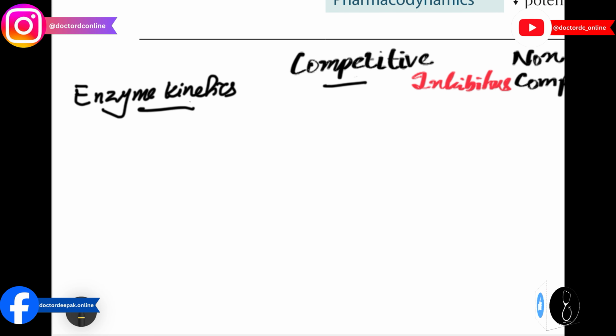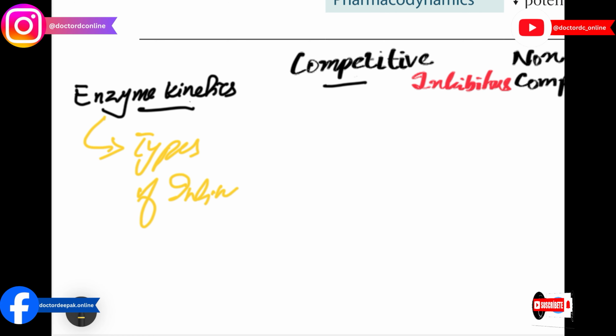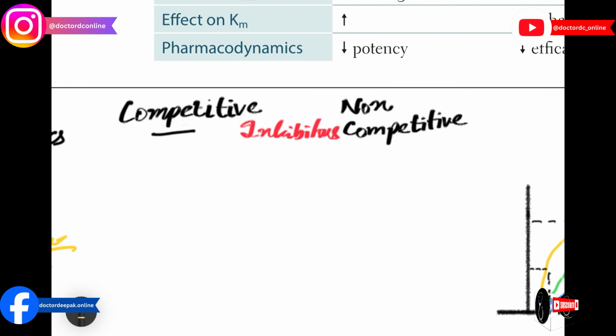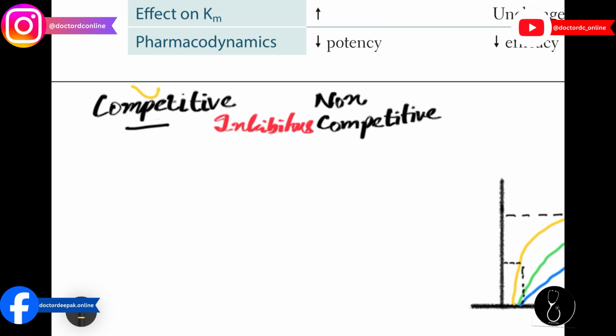Hi everyone, today we are going to start our new session of enzyme kinetics, in which we are going to study the types of inhibitors. As you know, there are two types of inhibitors, competitive and non-competitive inhibitors. Competitive inhibitors look like the substrate and they compete with the substrate for the active site.